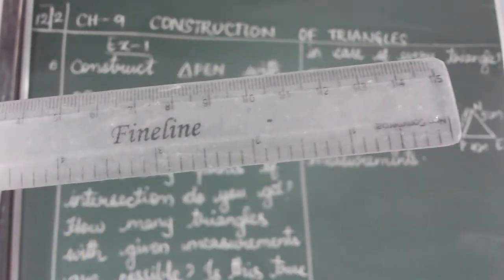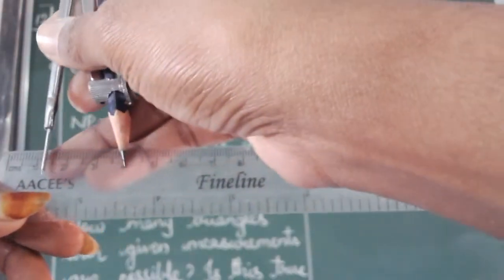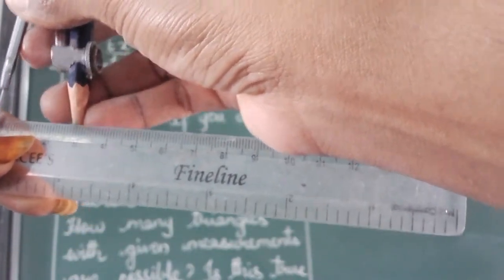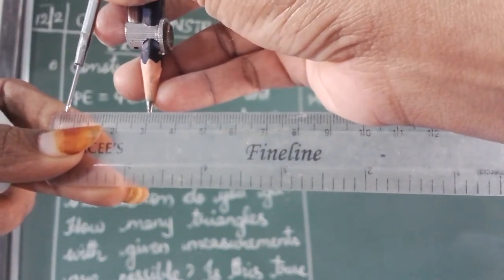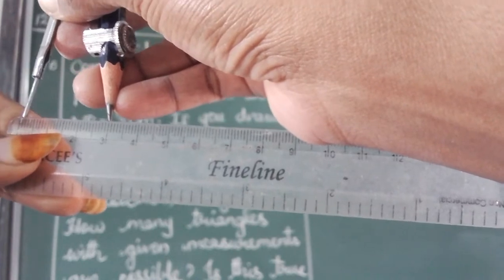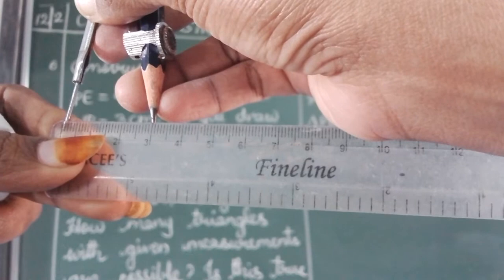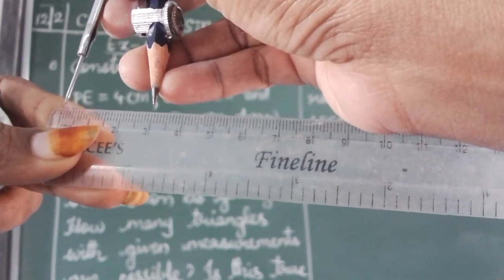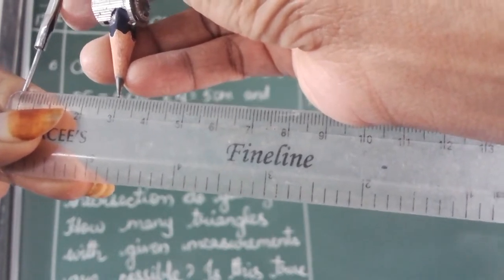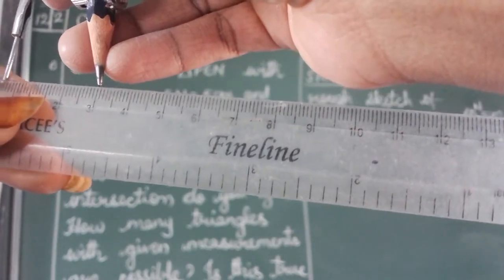Okay. Now let's do the next step. P as center. Take 3 centimeters. So now use your compass. So here it is 0 centimeters and then 3 centimeters. Are you able to see? Exactly it is 3 centimeters. From 0 to 3 centimeters you have taken the length. Now draw an arc. The first arc you need to draw.